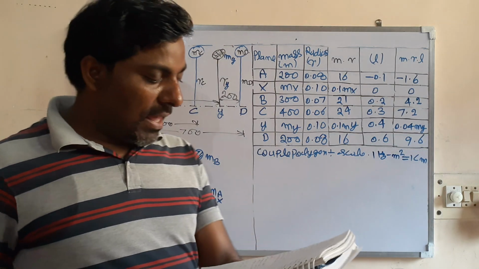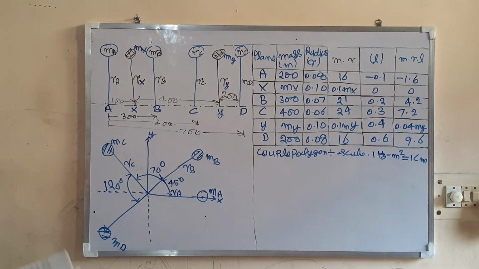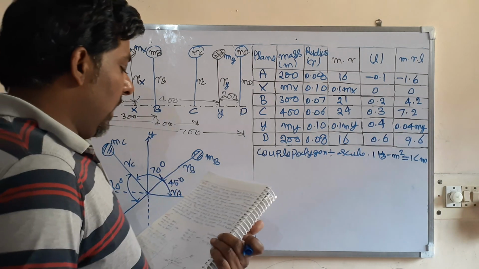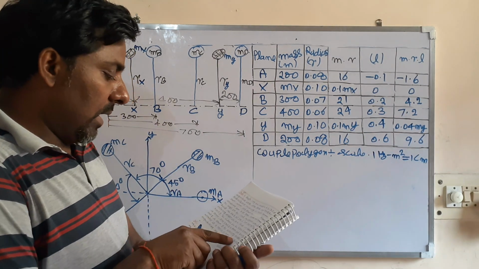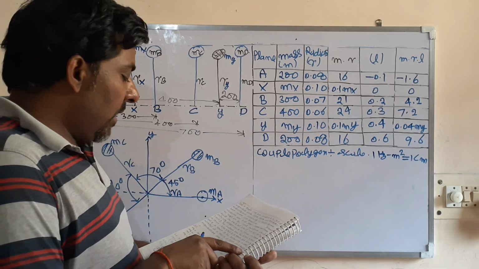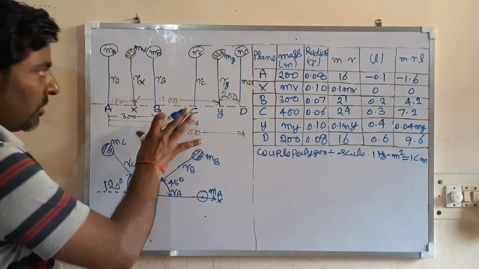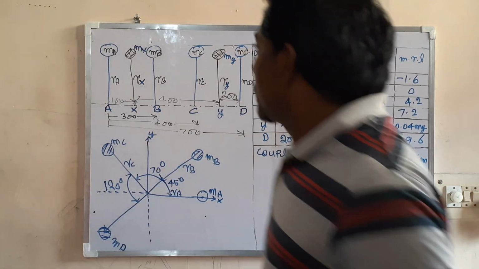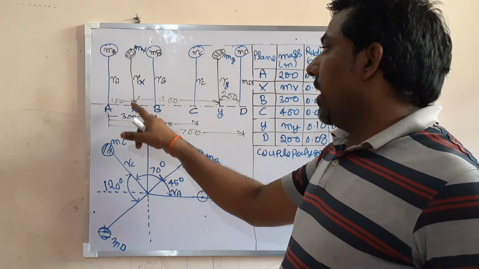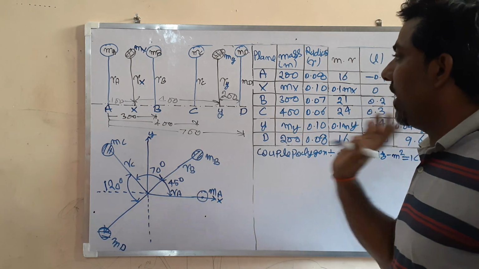Now, if the balancing masses revolve at a radius of 100 mm, find their magnitude and angular position. So whatever value is given, I have written here. First, these are the planes A, X, B, C, Y, D.